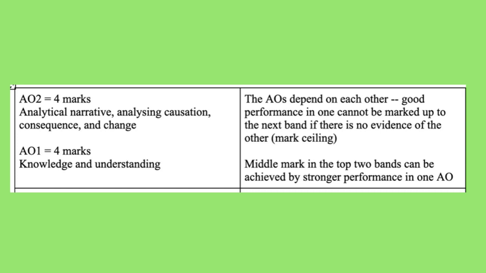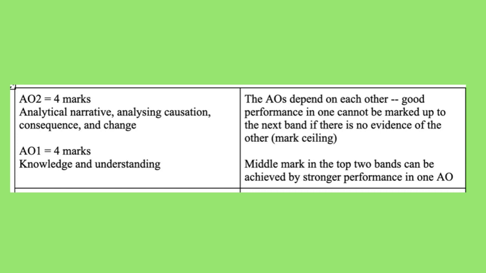4 marks here are available for AO2, which requires you to write an analytical narrative. In order to do that, you need to be discussing causes of the event, consequences of the event, and changes within the event. Explaining the importance of each of these and how one thing led to another is really important if you want to be analytical and score highly for this question.